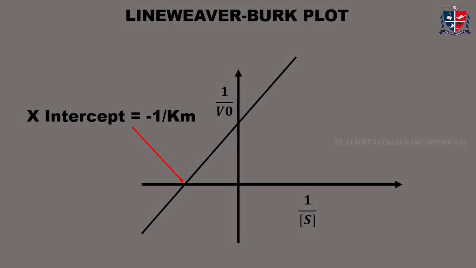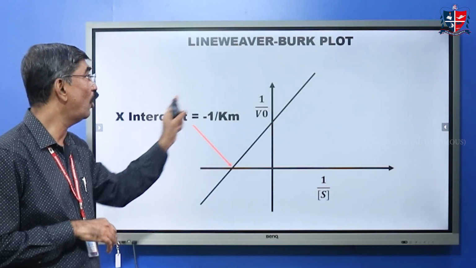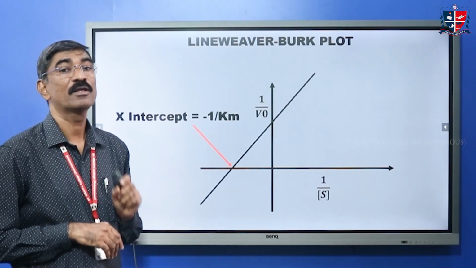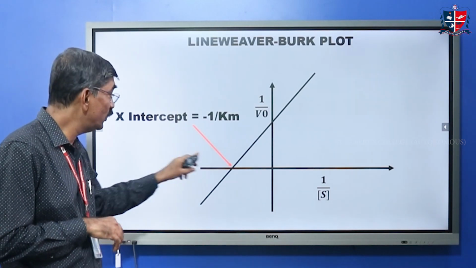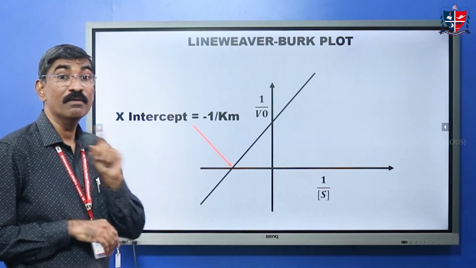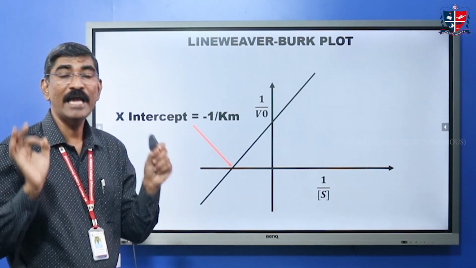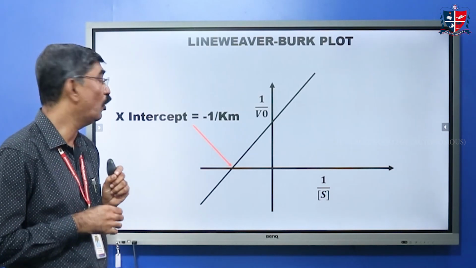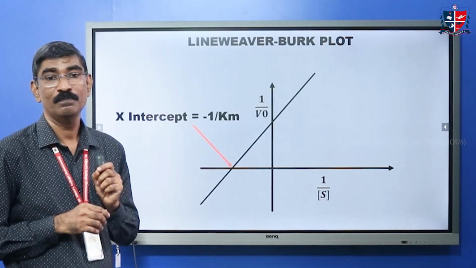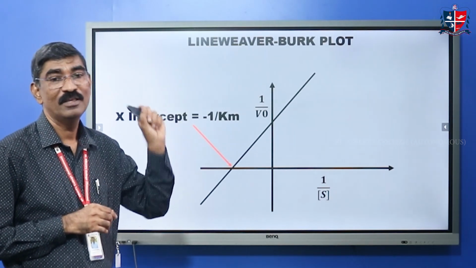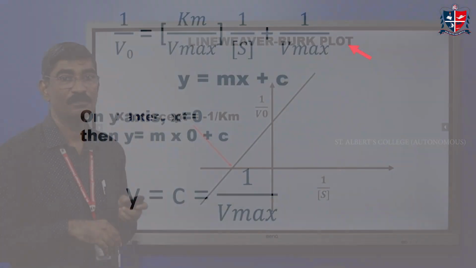So that is the x-intercept of Lineweaver-Burk plots. So this point will give you an accurate value of Km. That was not possible with our previous plot.